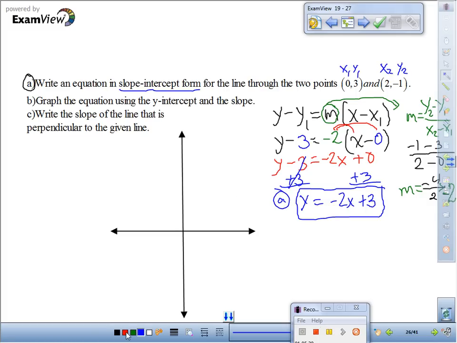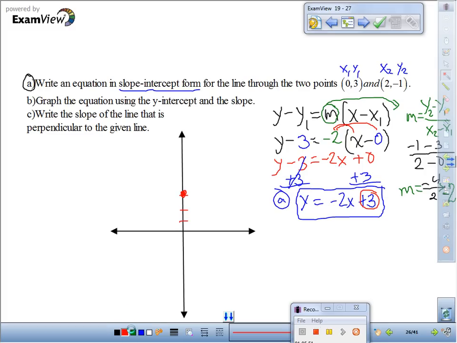So, what is my slope of, well, I'm going to start with my y-intercept. What is my y-intercept? 3. So I go 1, 2, 3. 3 is right here. And then I'm going to use the slope to graph my line.